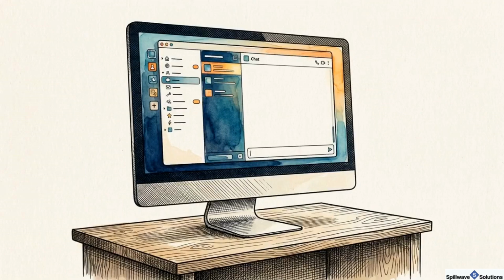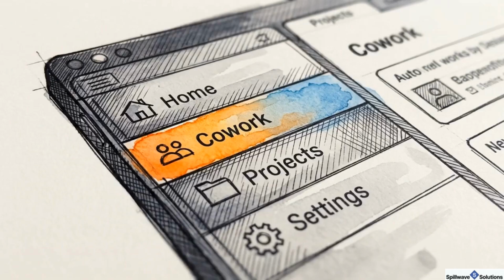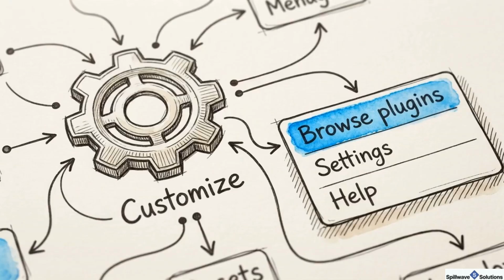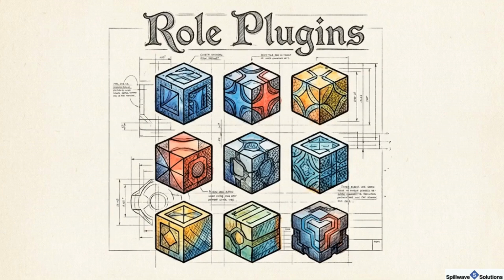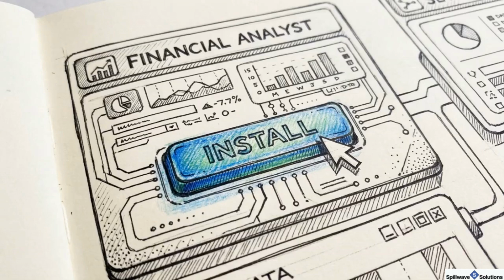Everything we do today starts in the Claude desktop app. Specifically, the Cowork tab acts as your central command center for all plugin operations. First, click the Customize menu located in the left sidebar. From there, select Browse Plugins to open the catalog. You will see a growing library of pre-configured tools for specific professional roles, ranging from sales to finance. Find the setup that matches your daily work and click Install.